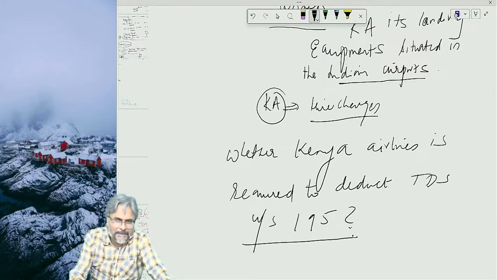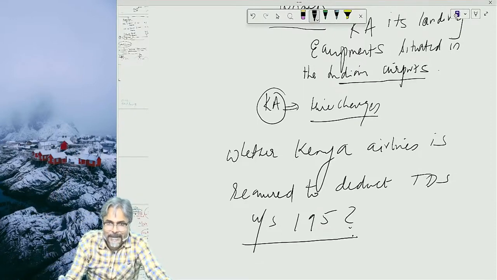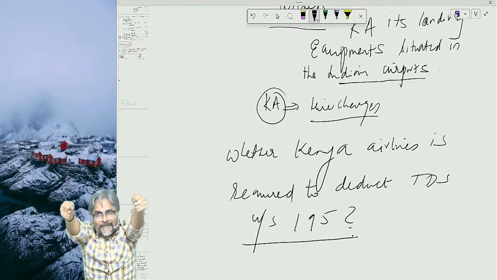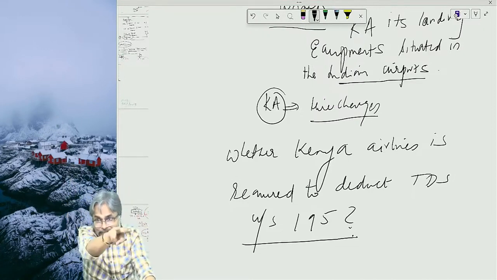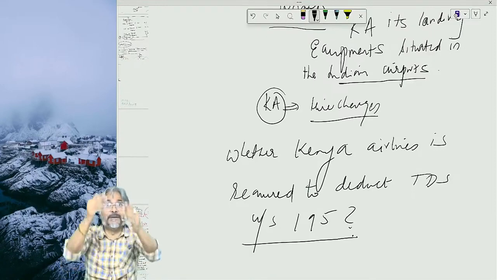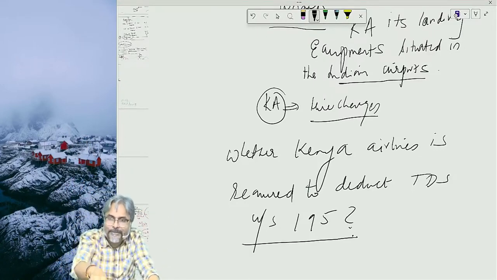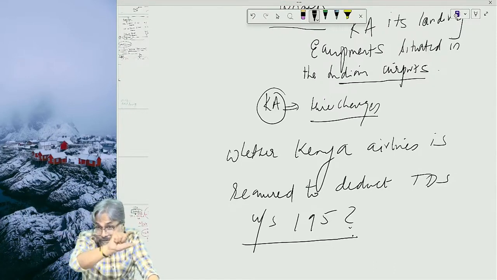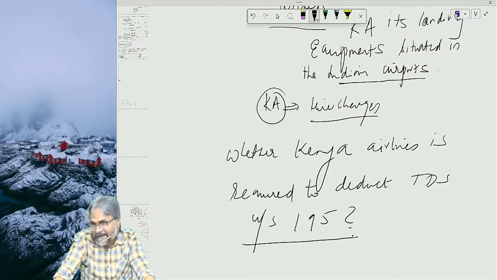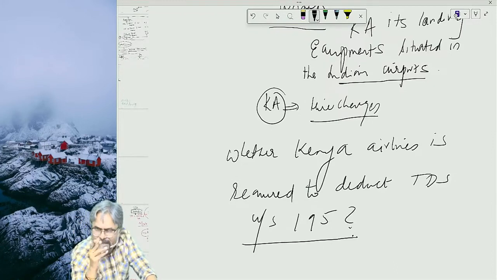Remember when this G20 happened? Air Force One landed. Joe Biden came down, and for all the dignitaries, Air India had given their landing equipment. They come down in this case. Just check the logos there. Observe these things. So there it was Air India giving them the landing equipment. In the same way, British Airways are also giving the landing equipment to Kenya Airlines.